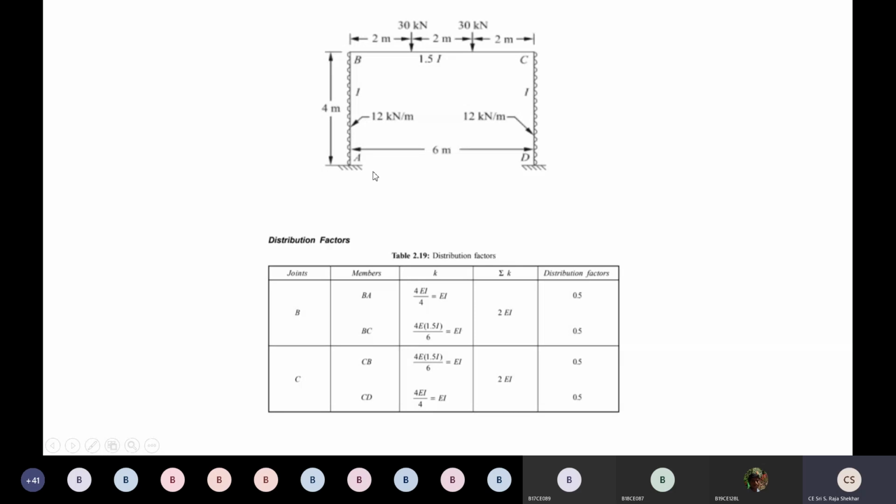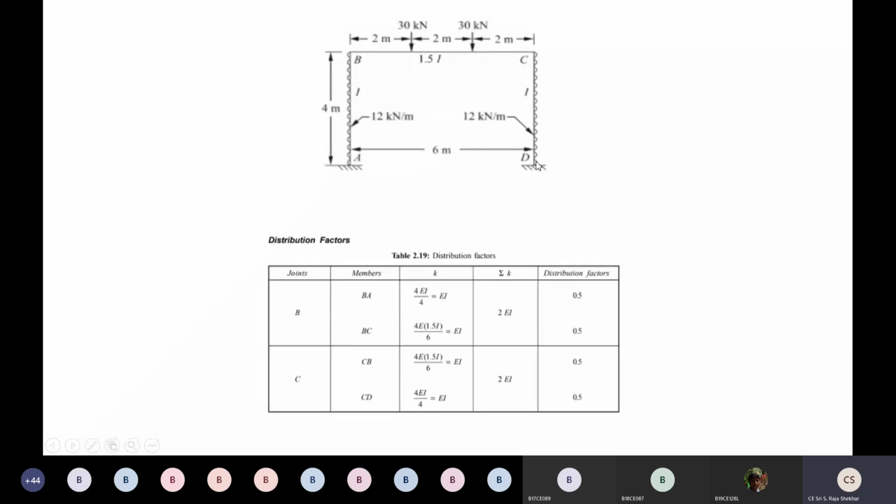Here we have two supports, A and D, and two rigid joints, B and C. Here the distribution factor for support A is 1, and the distribution factor for support D is 1. Why? Because only one member is meeting at A, that is the AB member. For joint D or support D, only one member is meeting, that is the DC member. So that's why the distribution factor for the AB member is 1 and for the DC member is 1. Okay. So no need to calculate the distribution factor for A and D.